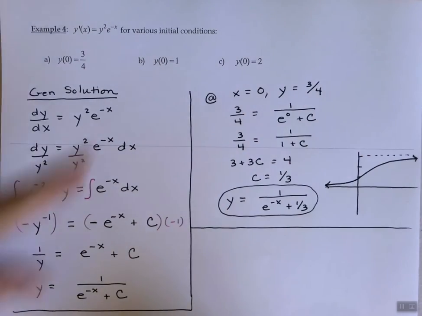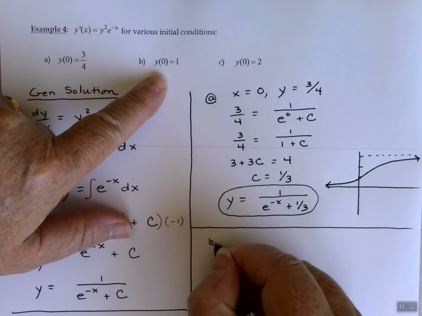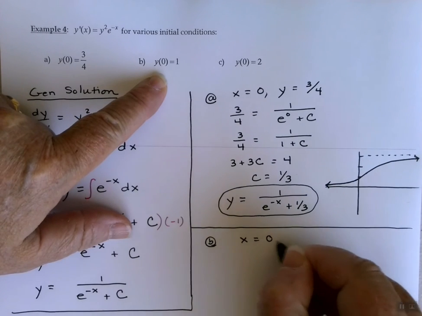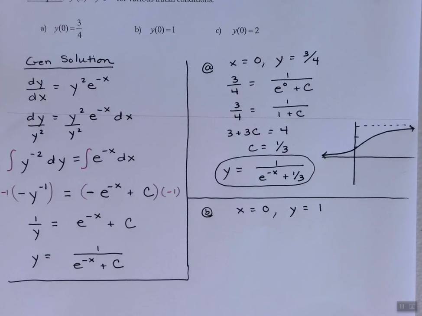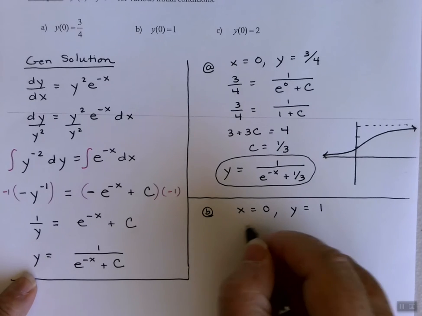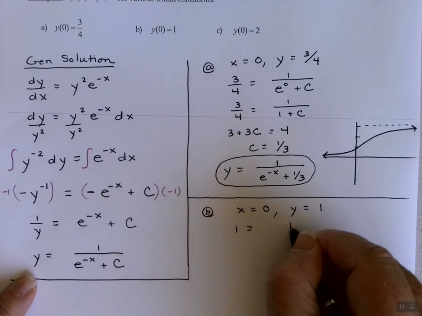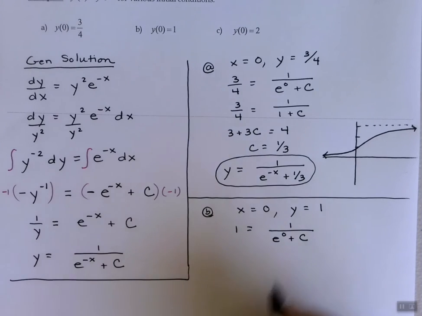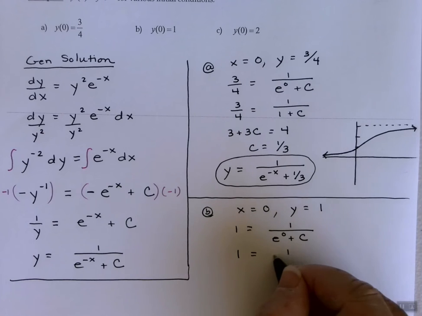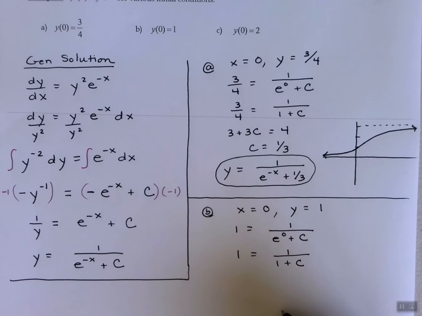All right, let's do B. Y of 0 equals 1. So when x is 0, y is 1. Same basic process. I go back to my general solution, plug in y is 1, and x is 0. So I get 1 equals 1 over 1 plus c. If I multiply by the 1 plus c, 1 plus c equals 1. And so this time c is 0.